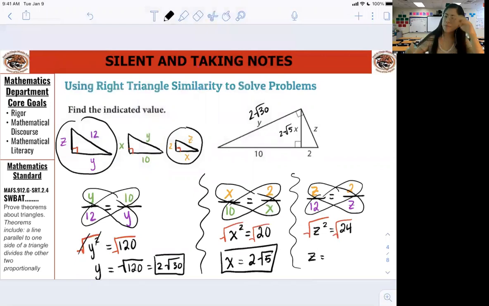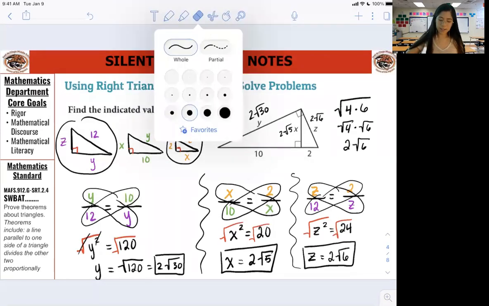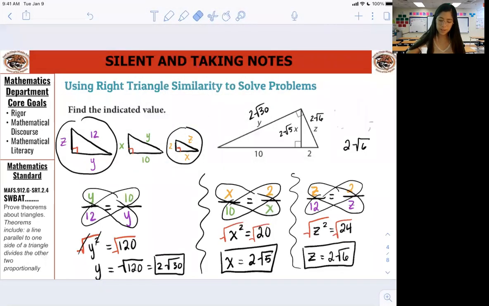Good, Perla got 2 times the square root of 6. That is definitely correct. 24 is 4 times 6. So this becomes square root of 4 times the square root of 6. So 2 root 6. 2 root 6. Quick maths. Okay, so that is our first example of doing it.